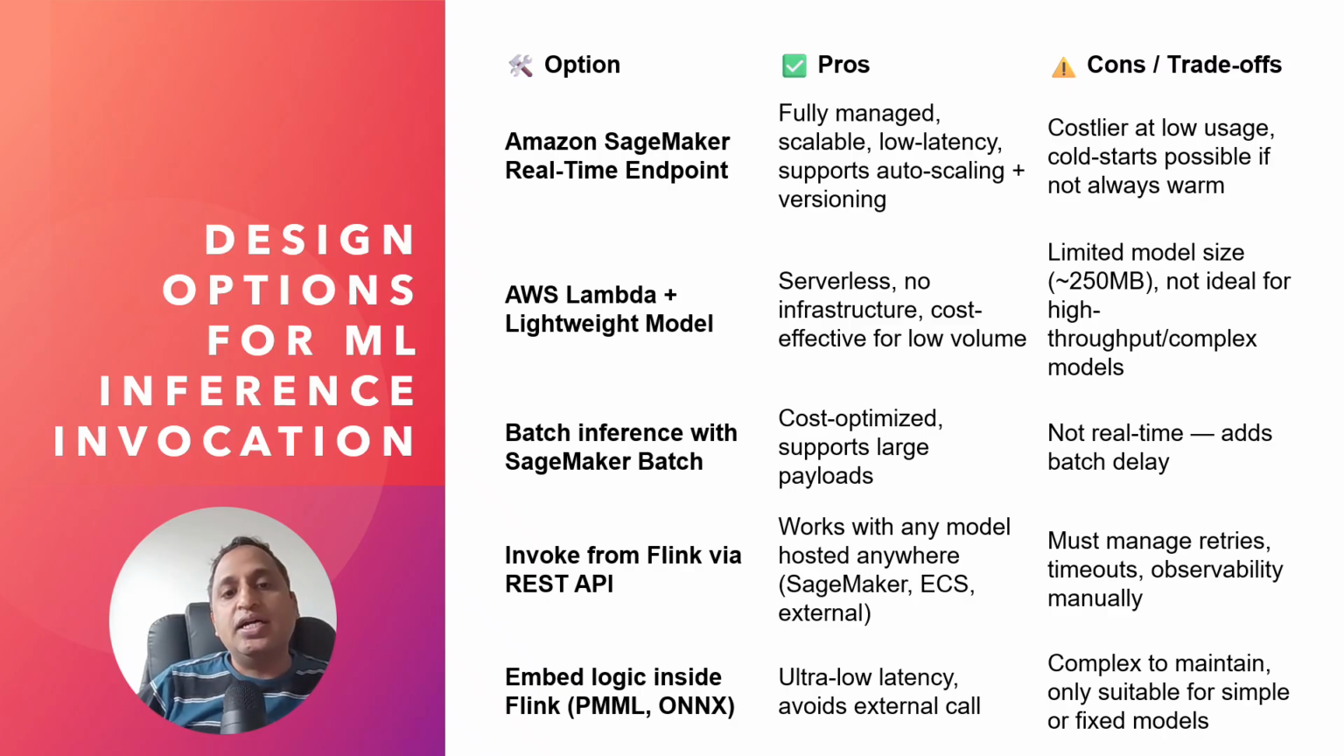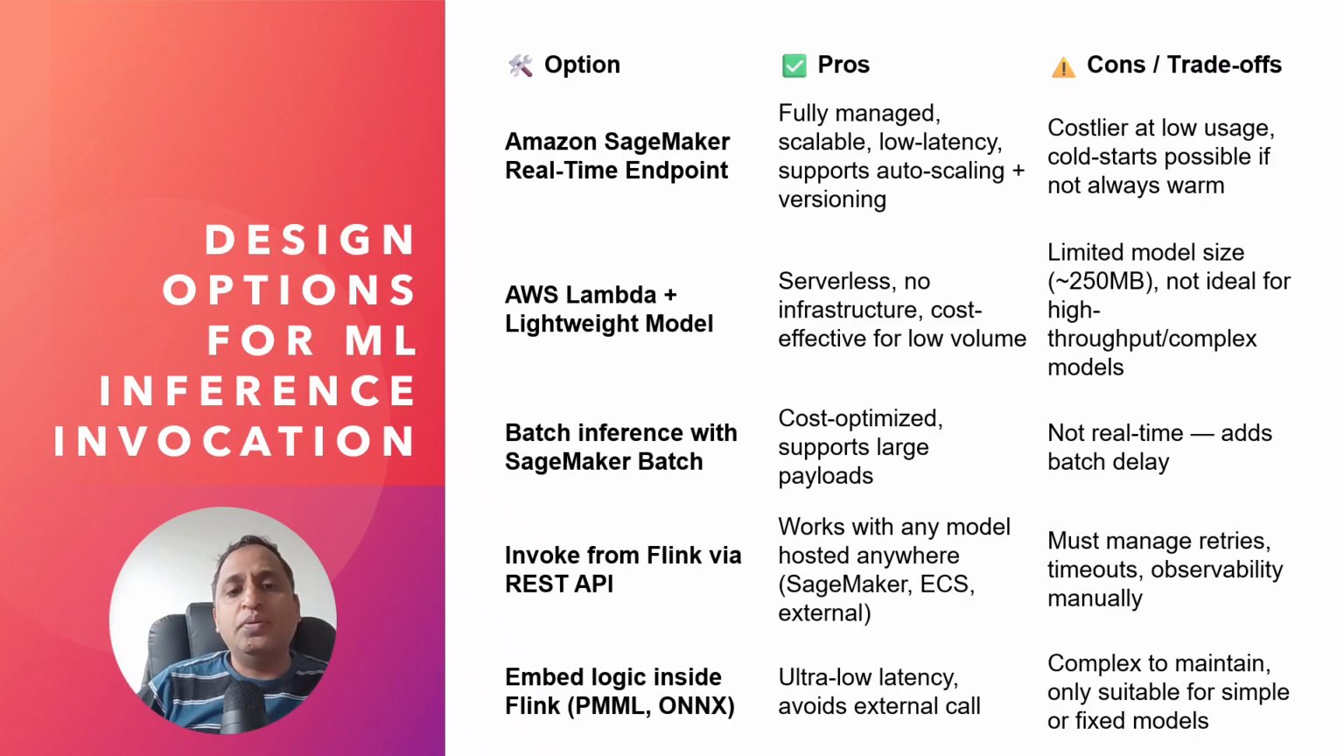And the third one is SageMaker batch transform. If you don't need real time and are okay with delayed inference, this is also a great choice in terms of cost, and it can handle large data sets and also supports model versioning. But in our use case, where we are trying to detect anomalies in real time, this adds a kind of latency which is not acceptable.